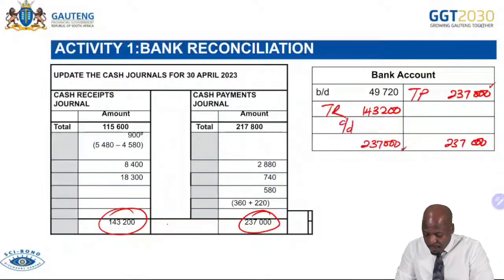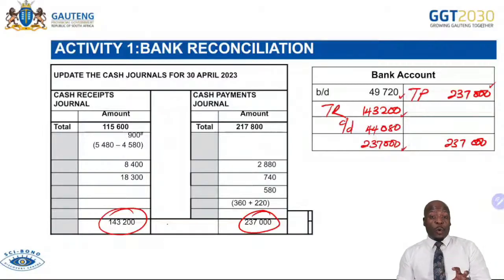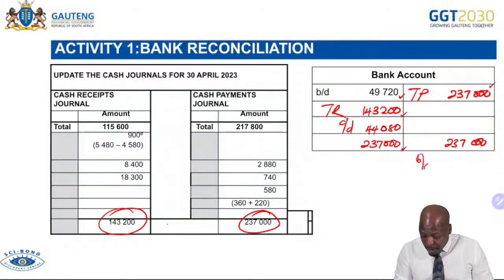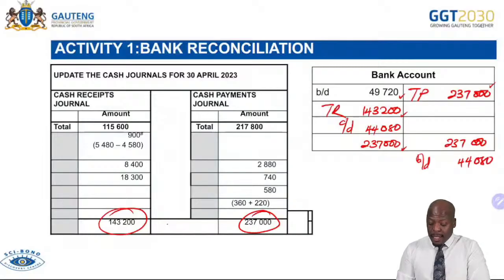So it's 237 minus that, and you're going to have your 44,080. Can you confirm? Is that what you're having on your calculator? All right. I need you to have your calculator close because I'm going to be asking for figures from you. So this therefore becomes my brought down here, 44,080. Already you can see that in the bank account, this balance is on the credit side.